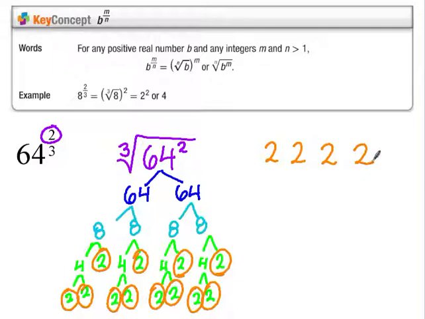What do you do with all those? What do you get? 16. It's not 8 because you're taking 2 times 2, which is 4, times another 2, which is 8, times another 2, which is 16.